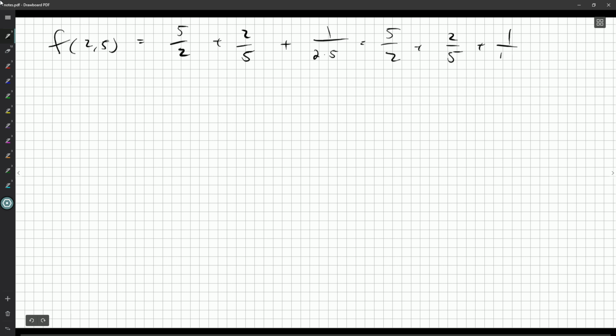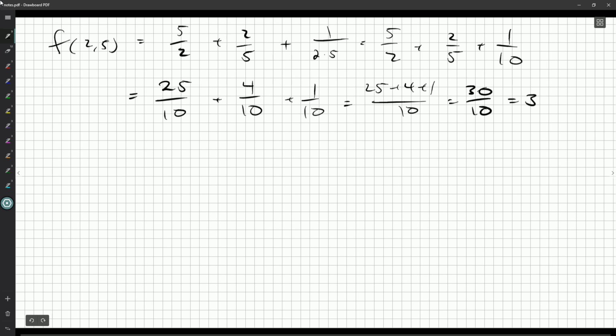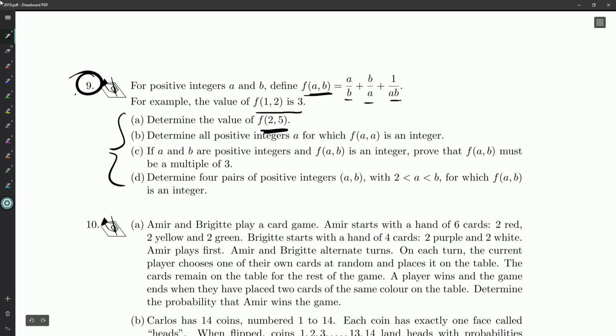I suppose we could put everything over 10. 25 over 10, 4 over 10, and 1 over 10. So that'll be 25 plus 4 plus 1 all over 10. That's going to be 30 over 10. So we get 3. And f of 1, 2 was 3.